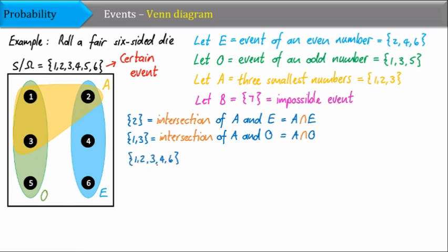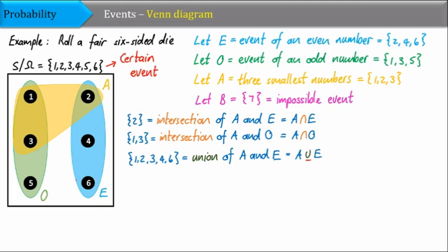If we look at the numbers 1, 2, 3, 4, and 6, then we see that it is everything that is inside of A and also inside of E. So we say that it is the union of those two events, A and E. And we write it as A union E. So this looks almost like a U, but it doesn't have the line on the right hand side. It's just the curl part.